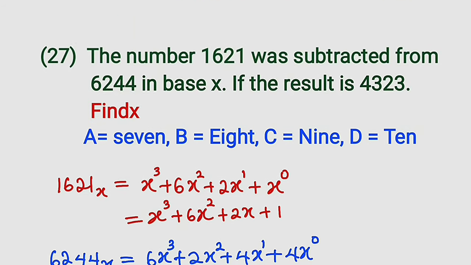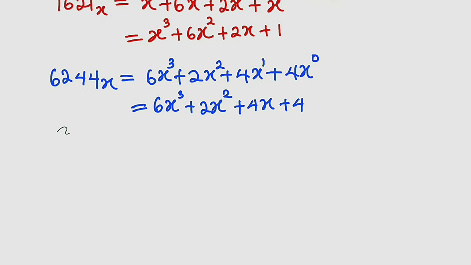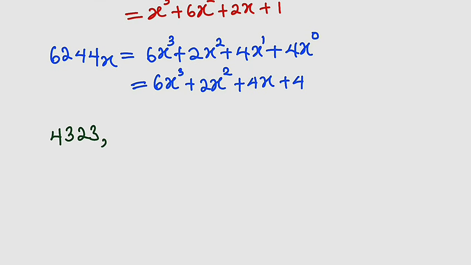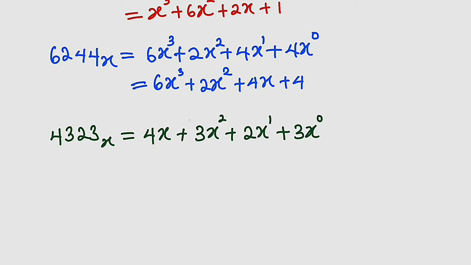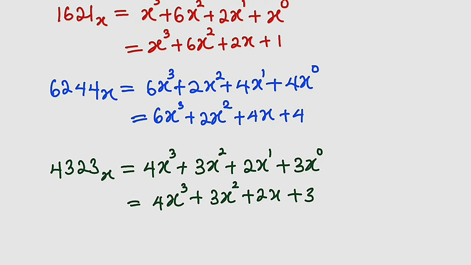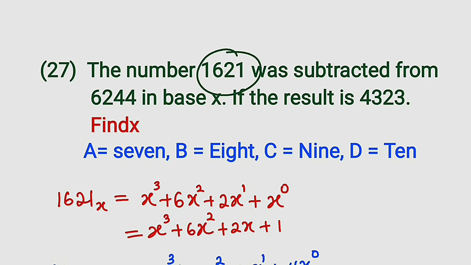Then the last number here, which is 4323, in base x. This will be 4x plus 3x plus 2x, and lastly 3x, with indices 0, 1, 2, and 3. Simplify. We have 4x cubed plus 3x squared plus 2x plus 3. But remember, they said that this number was subtracted from this, so I would like to take this and subtract this.